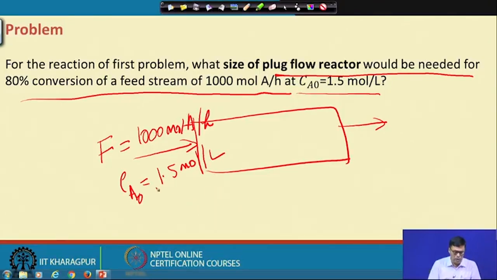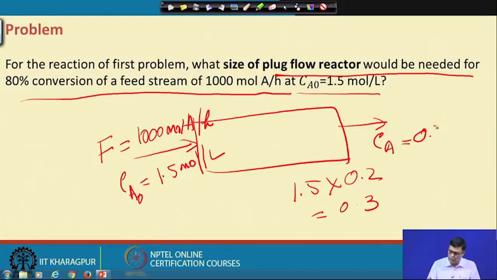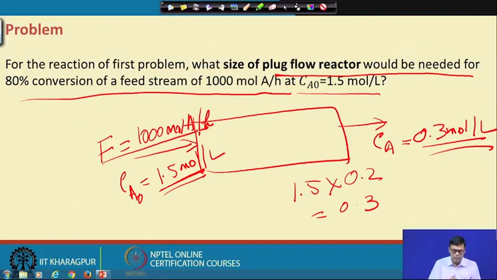80% conversion means how much substrate remains? That is 20%. So 1.5 into 0.2 is equal to 0.3. Then the CA value will be 0.3 mole per liter, am I right? So we have to find out what size of the plug flow reactor is required to reduce the substrate concentration from 1.5 moles per liter to 0.3 moles per liter, and the flow rate is 1000 moles of A per hour.